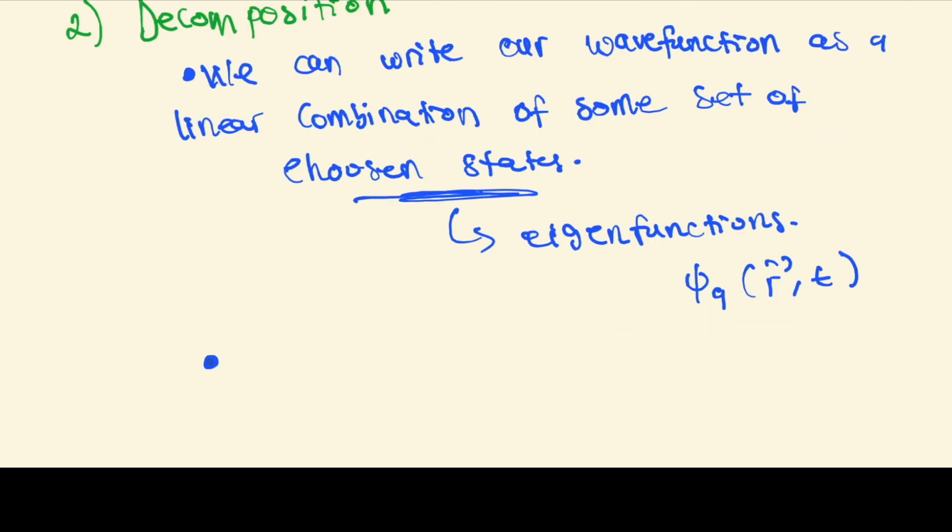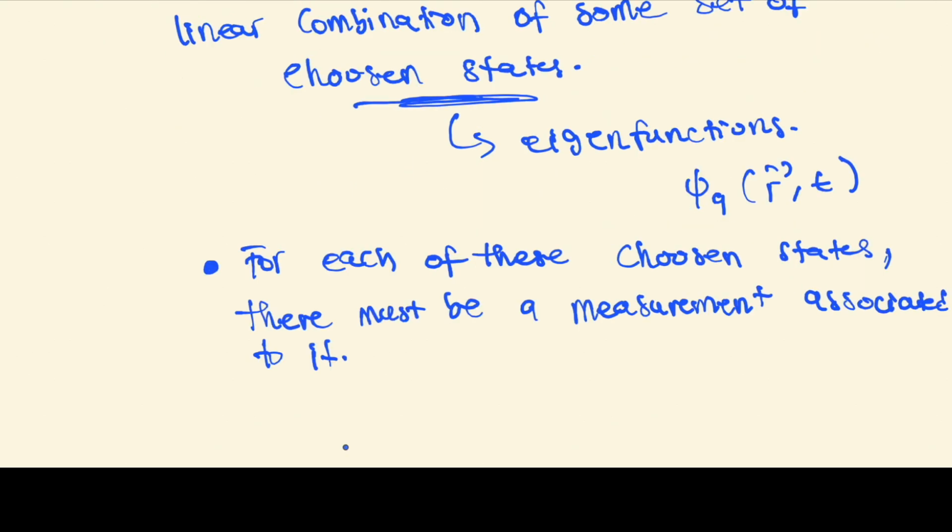For each of these chosen states, there is some measurement associated with it. These measurements are usually referred to as the eigenvalues.